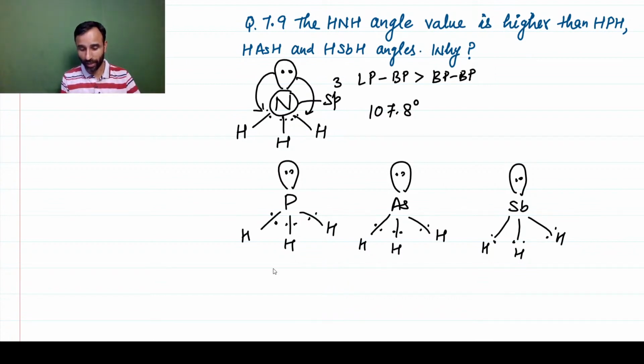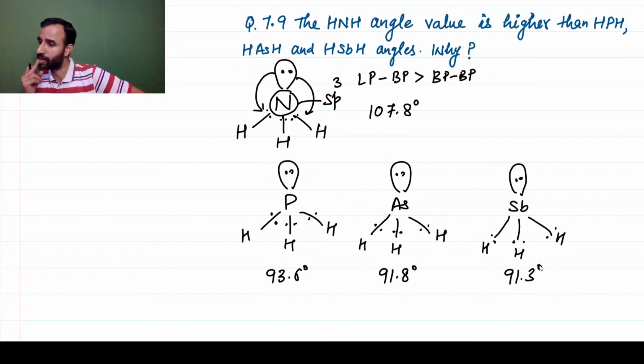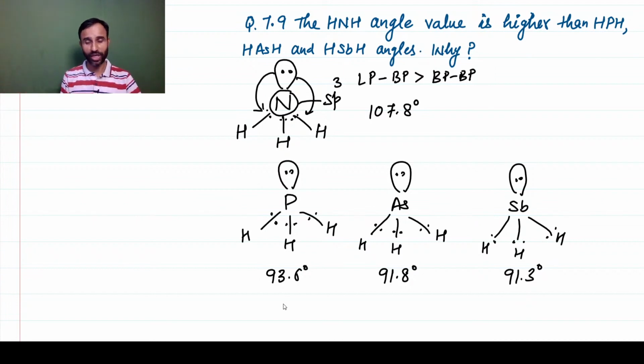As bond pair repulsion decreases, the bonds come closer and therefore the bond angle decreases. So the bond angle in case of PH3 is around 93.6 degree. In case of AsH3, it is around 91.8 degree. Just for the sake of comparison, I am writing 91.3 degree. Wait, I will check if it is like that only. Yes, it is 93.6 degree, 91.8 degree, 91.3 degree.